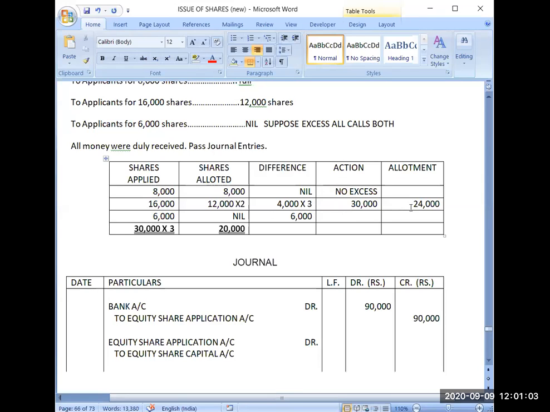So 24,000 I need on allotment. I will take 24,000 from this money to allotment, and the rest of the amount, 6,000, because the question is permitting that you can use on calls also, so that's why 6,000 will go to calls in advance. So now this procedure is clear.